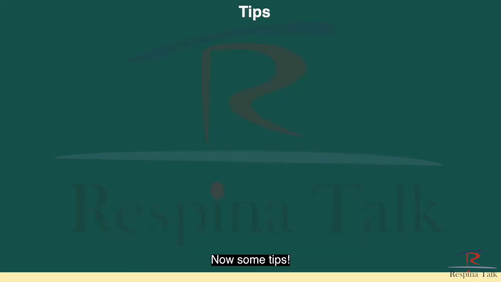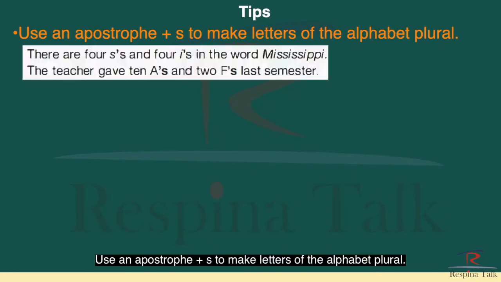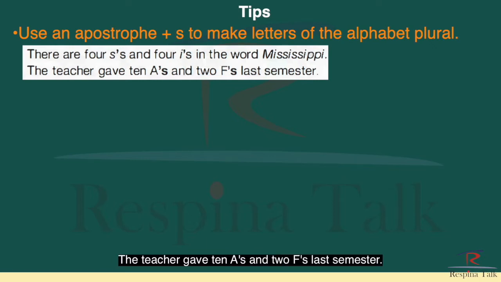Now some tips. Use an apostrophe s to make letters of the alphabet plural. For example, there are 4 s's and 4 i's in the word Mississippi. Or the teacher gave 10 A's and 2 F's last semester.